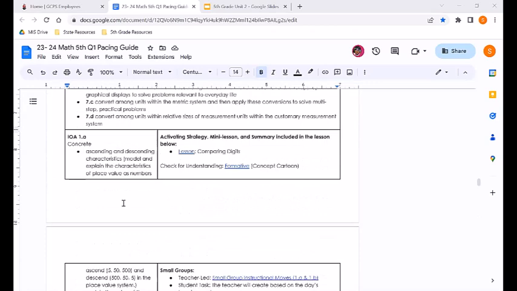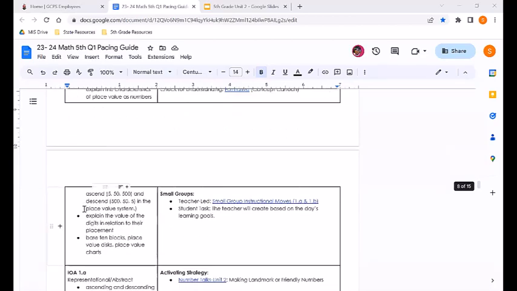Unit 2 opens with 2 days of IOA 1A, progressing from concrete to representational to abstract. This includes modeling and explaining the characteristics of place value as numbers ascend and descend in the base 10 place value system. Students will explain the value of the digits in relation to their placement using base 10 blocks and/or a place value disk with place value charts.